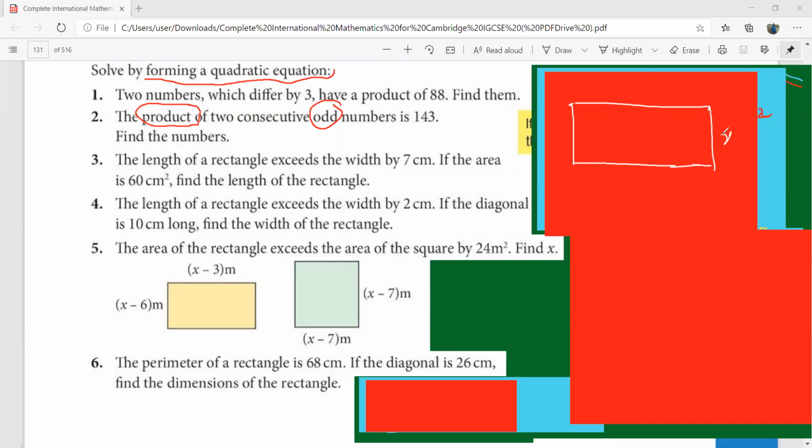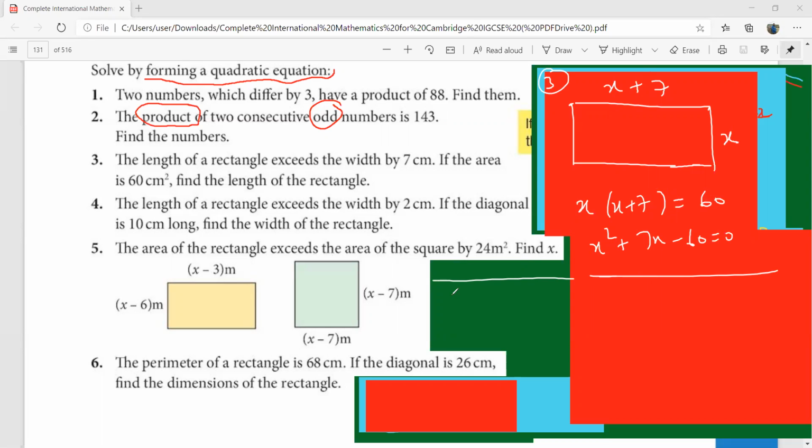So if this is the width x, the length is going to be x plus 7. If the area is 60, your equation would be x times (x plus 7) equal to 60. So that is the equation for the third. This would be x squared plus 7x minus 60 equal to 0. Now let's see the fourth question.